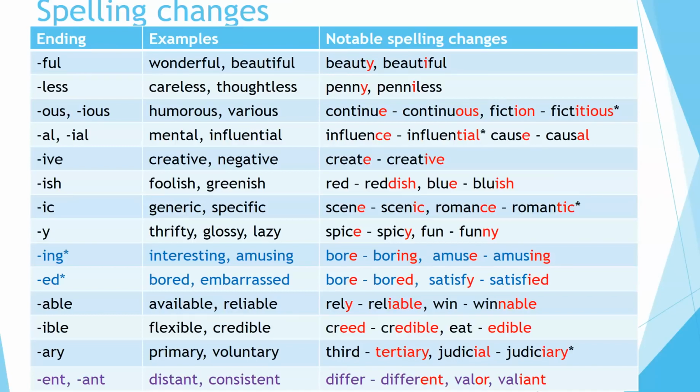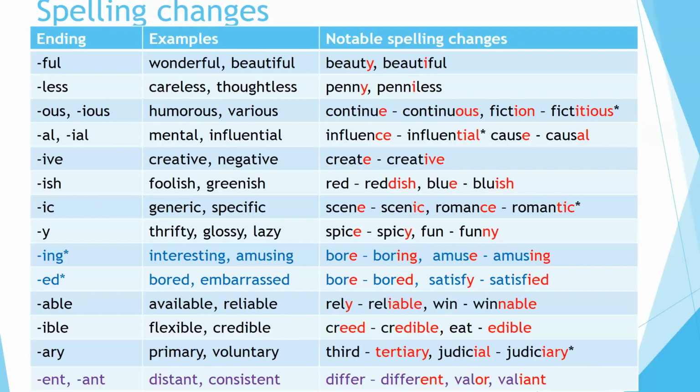With eat, there's a similar change. We change the whole word. Eat, edible. With eat, you have a long E sound. You change that to a short E sound. We change the T to a D and add IBLE. Eat, edible. Next, ARY, primary and voluntary.